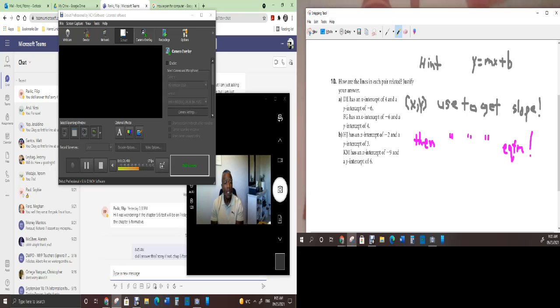So you want to use the ordered pairs in order to get the slope, and then you see here in pink, use the ordered pairs to get the equation of the line. Once you get the equation of the line, you can then investigate the slopes in order to tell me what is going on with the two lines.